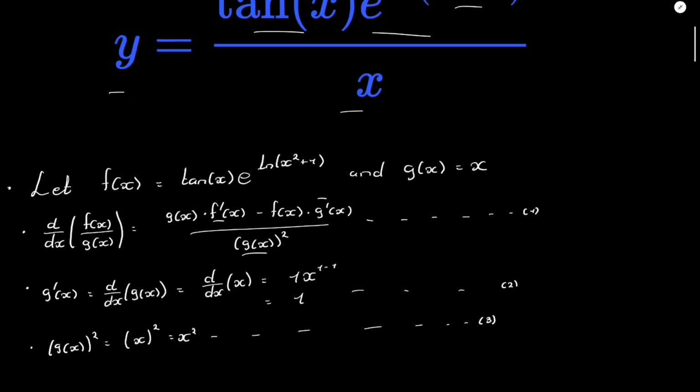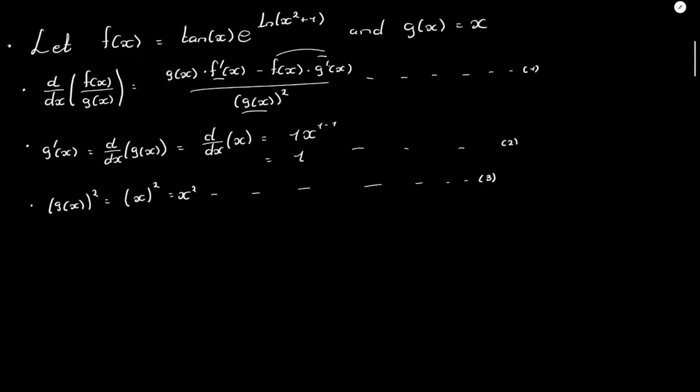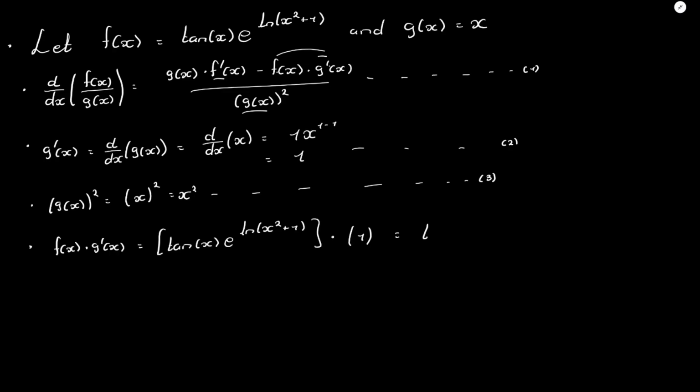Now let's calculate this term. Since we have g prime of x and we have f of x, f of x times g prime of x is equal to, what is f of x? Tan of x e to the ln of x squared plus 1 times g prime of x, 1, which gives us tan of x e to the ln of x squared plus 1, the same function. We'll call this equation 4.